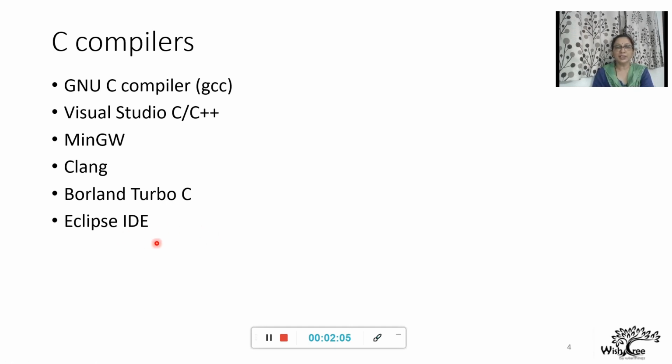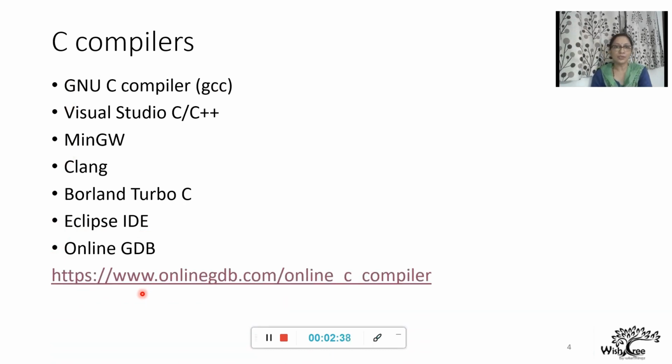IDE is nothing but integrated development environment, which will help the programmer in building an environment to write his own application. So IDEs are very useful from the programmer point of view. So Eclipse IDE is one such IDE which is available for compilation of C programs. Then we have online GDB, which is the online compiler which is available. The rest of the compilers which are enlisted here have to be installed, whereas online GDB is an online compiler that can be used for compilation of the C programs.